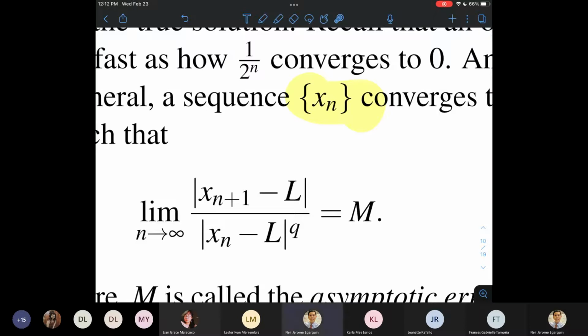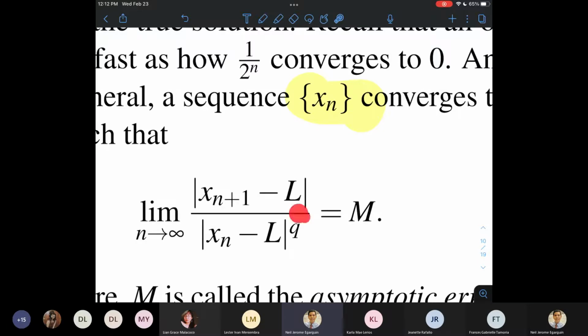So mga ganitong klase yung tanong sa problem sets, ano, medyo kailangan ng konting analysis. Higher po, sir. Okay, thank you. Si Lian ba yun? Lian Grace. Yes, I also say higher. Thank you, Lian. Right, we want to have a higher Q.